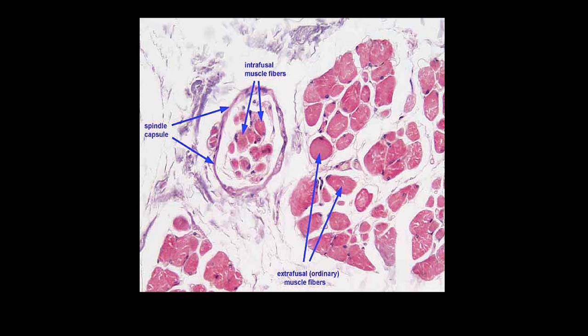Here in skeletal muscle, a muscle spindle, so-called intrafusal muscle fibers, specialized for sensation, but these cells are much smaller than the typical extrafusal or ordinary skeletal muscle fibers. And we'll talk about these later in the course.